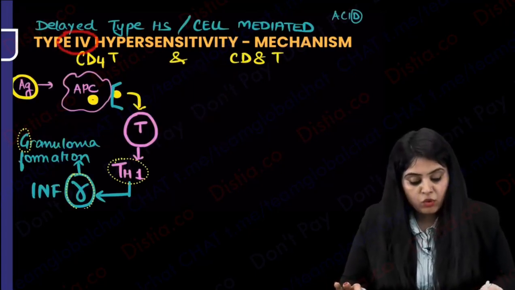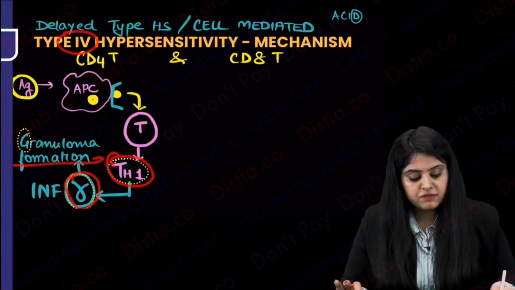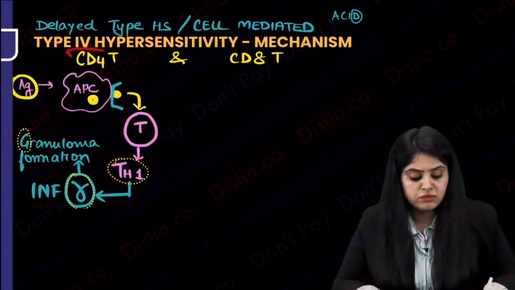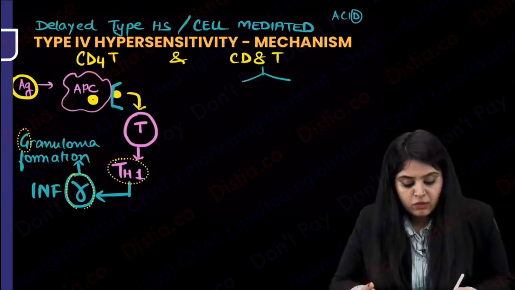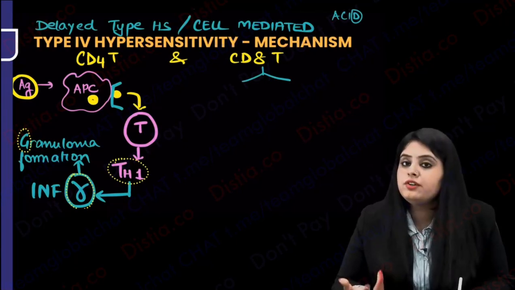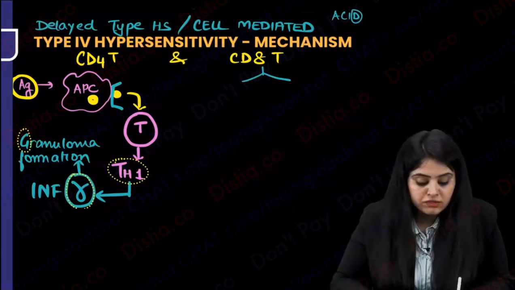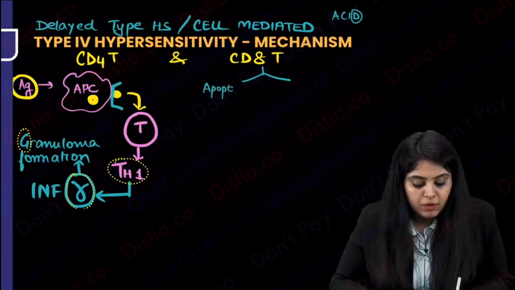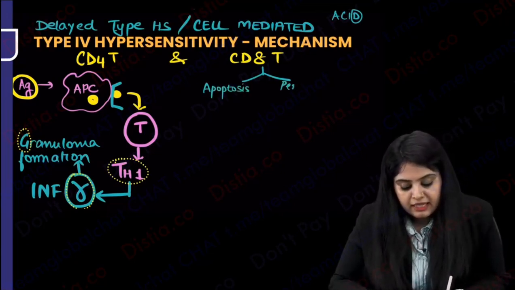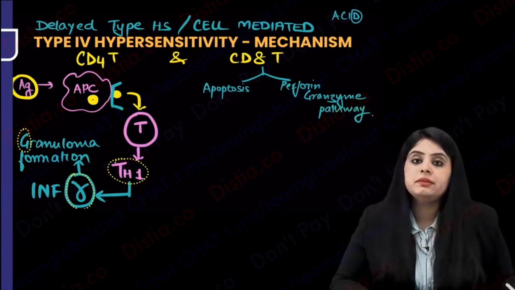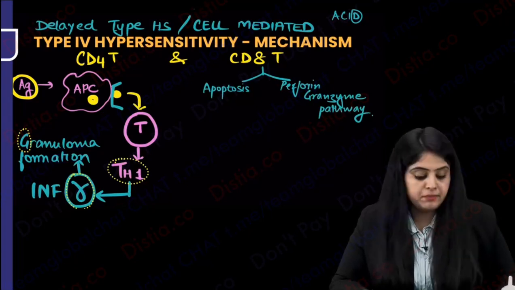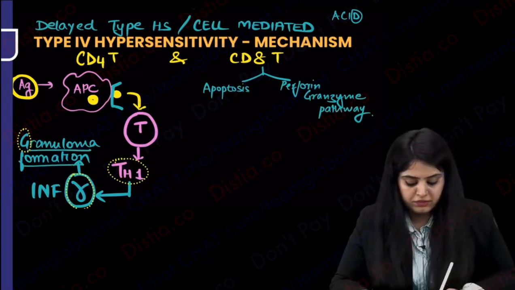Coming back, in type 4, I am using TH1, which releases interferon gamma and causes granuloma formation. But that's not just T helper cells. Even CD8 T cells are going to work. How do they cause killing? You already know. What are the two mechanisms by which they cause killing? Number one is going to be apoptosis, which you know, and the other one is the perforin-granzyme pathway. So are you ready for the examples? Because the examples are super simple.